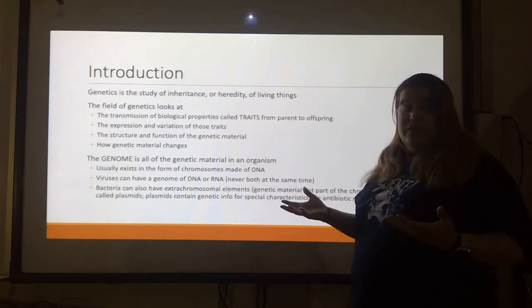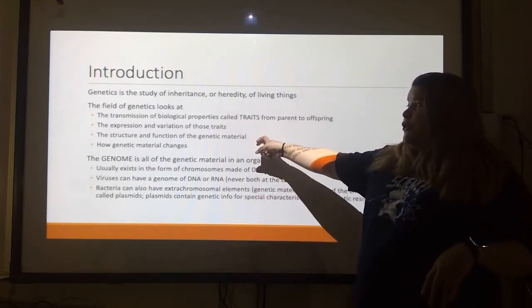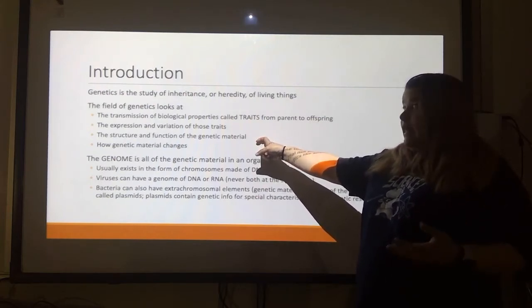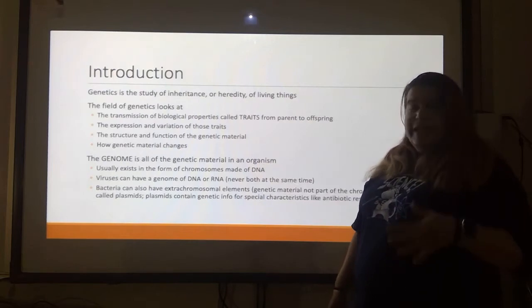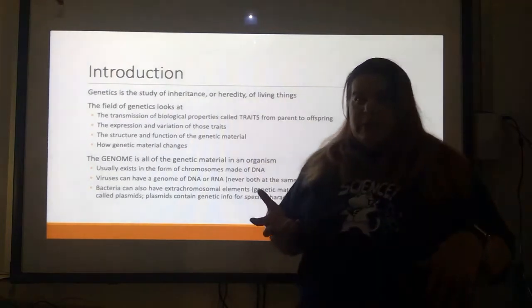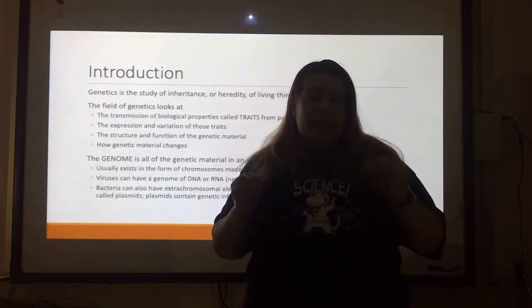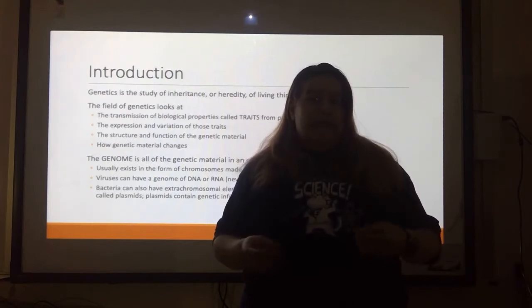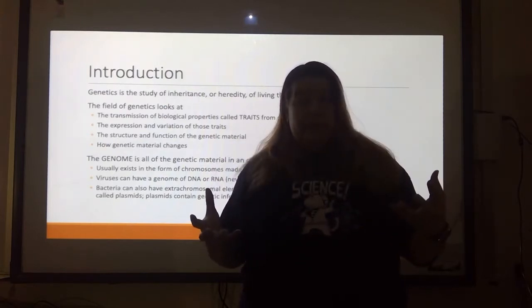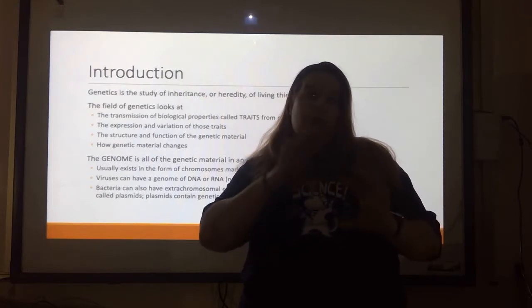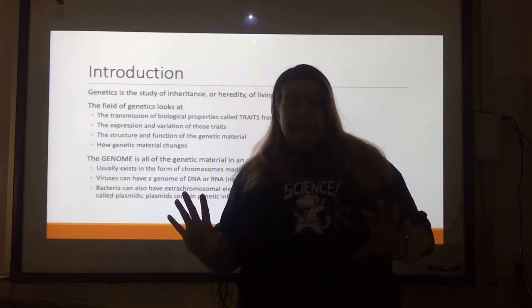What's the variation? The structure and function of the genetic material. How does it work? What does it look like? How the genetic material changes. We talk about mutation quite often, and mutation is literally the changing of the genetic material. How does it get altered from one generation to the next?